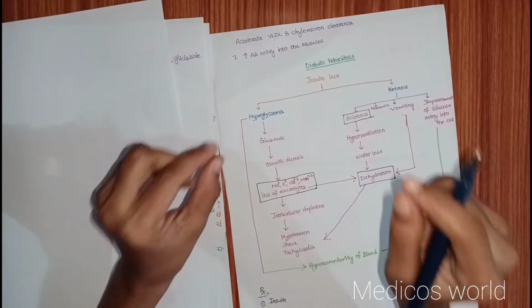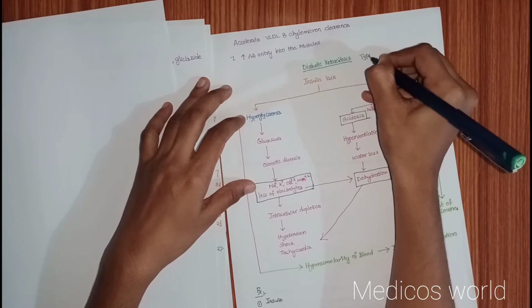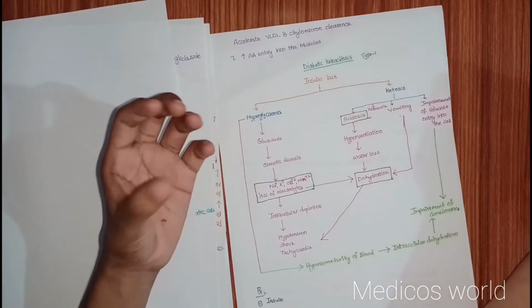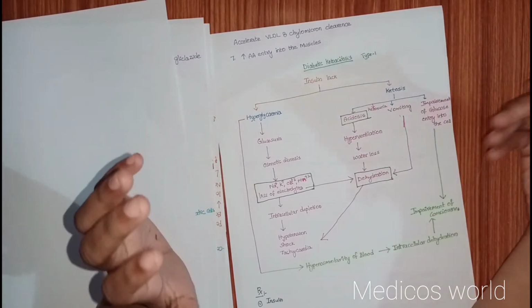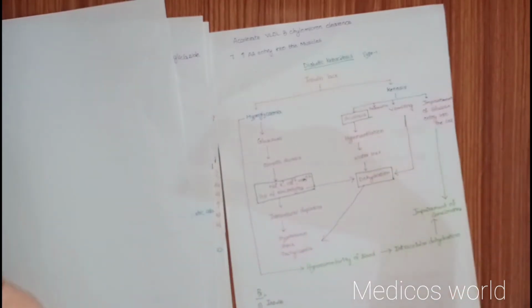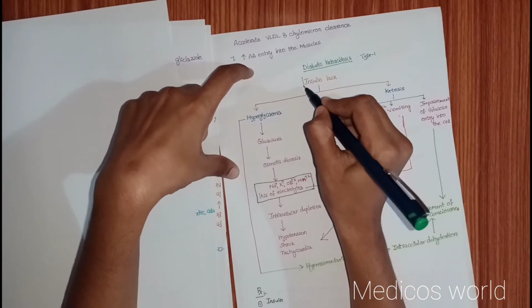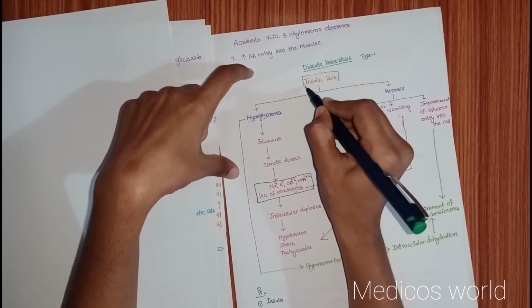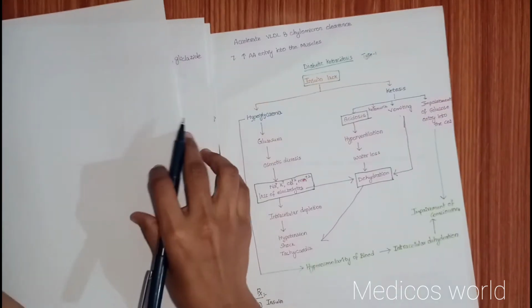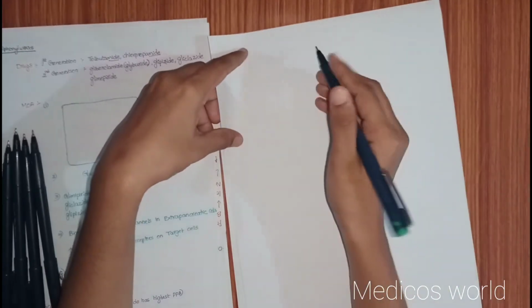It is seen in type 1 diabetes mellitus patients, because in these patients they will have decreased insulin levels. That means their pancreatic beta cells are not able to release insulin. Because of that, there are decreased insulin levels. Insulin is not there. What happens when insulin is absent?